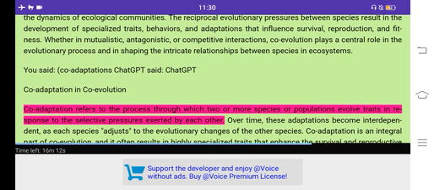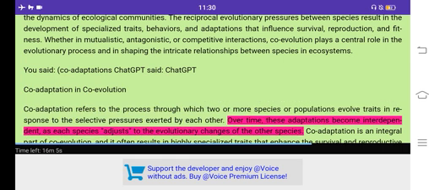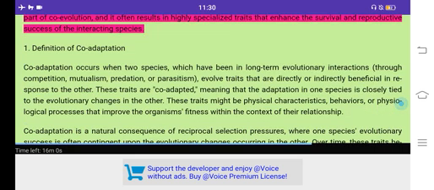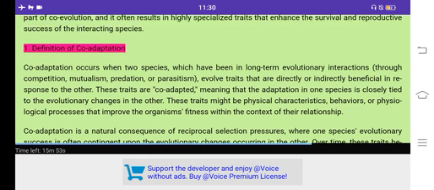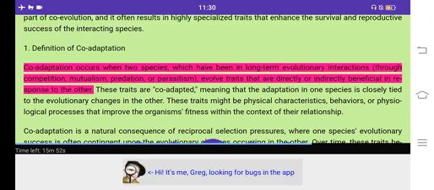Co-adaptation refers to the process through which two or more species or populations evolve traits in response to the selective pressures exerted by each other. Over time, these adaptations become interdependent, as each species adjusts to the evolutionary changes of the other species. Co-adaptation is an integral part of coevolution, and it often results in highly specialized traits that enhance the survival and reproductive success of the interacting species. 1. Definition of co-adaptation.